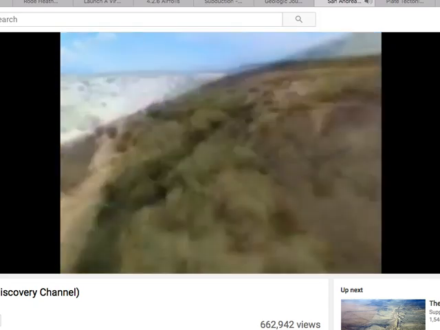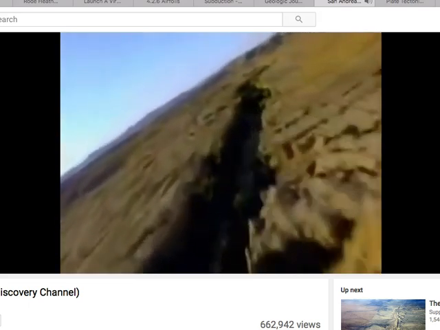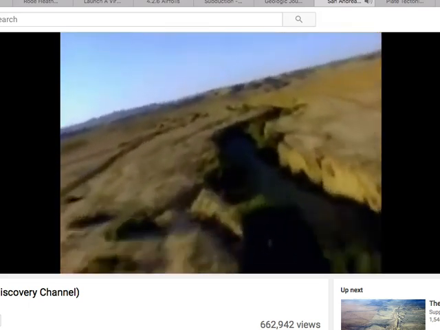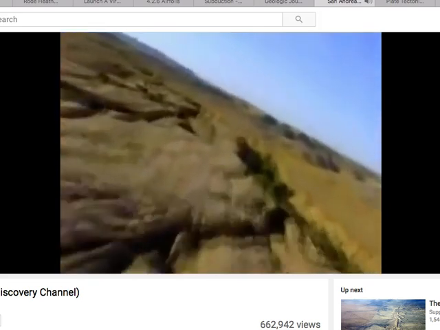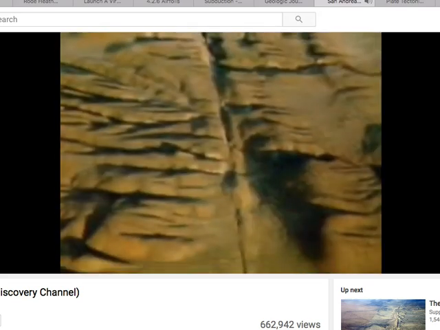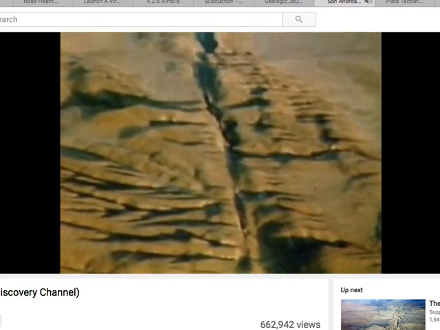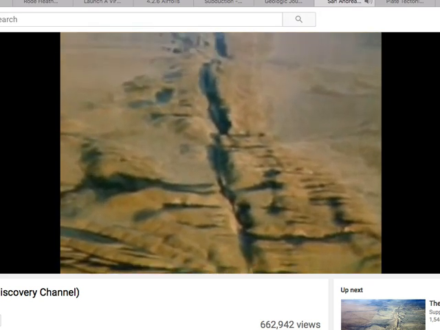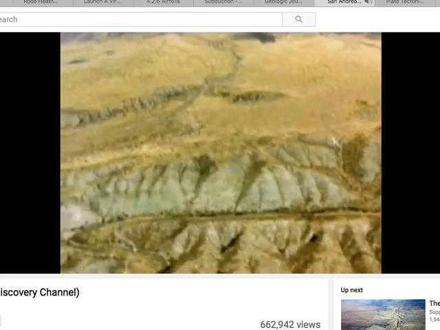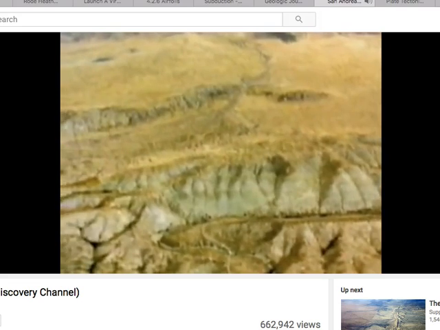These giant gashes in the Earth are reminders of our planet's awesome power. They are fault lines, fractures in the Earth's crust where huge slabs of rock slowly grind past each other. Most faults we can't see, but here in California, the San Andreas Fault is visible at the surface.